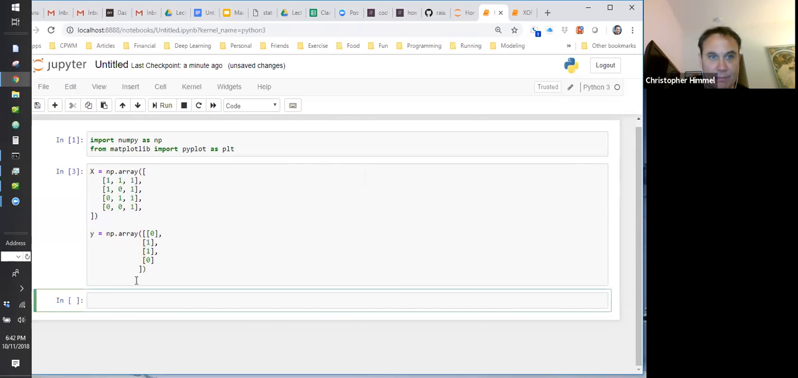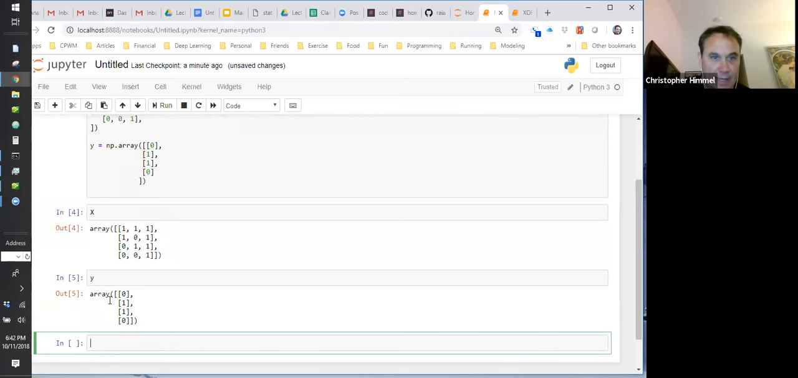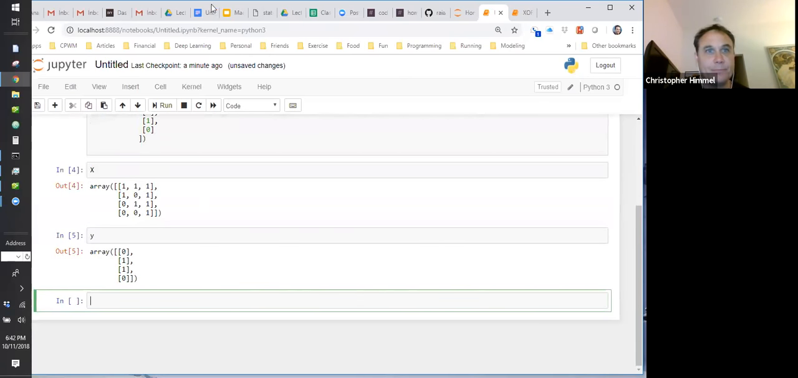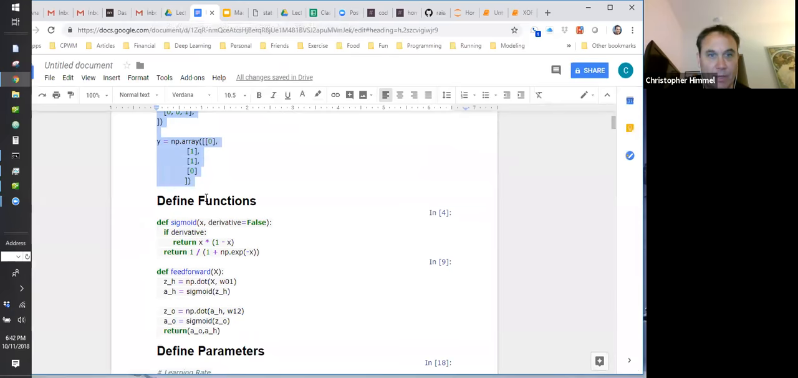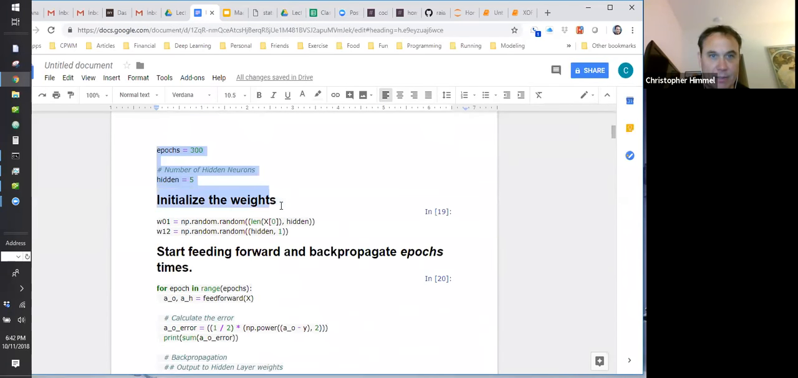Can't be much simpler than that. So if I just print X, it's like that. If I print Y, it's like that. Okay, beautiful. All right, the next piece. We're not going to define our functions just yet. I'm going to pull in some parameters. That's the next piece that I have here.